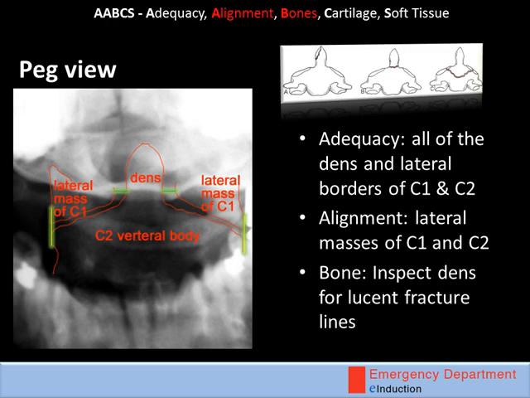When looking at the bones, you need to carefully scrutinise the dens. Fractures through the dens result in a lucent line to either the top, mid or base of the dens. These can be difficult to see as there are often many associated soft tissue shadows, but are very important to pick up as some of these fractures are very unstable. We'll see later that the dens can also be visualised in the lateral view. There are no cartilage or soft tissue areas to review on these images.